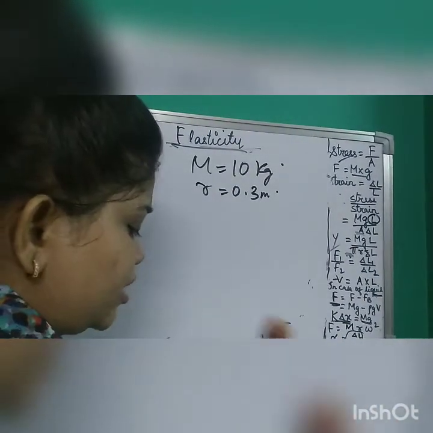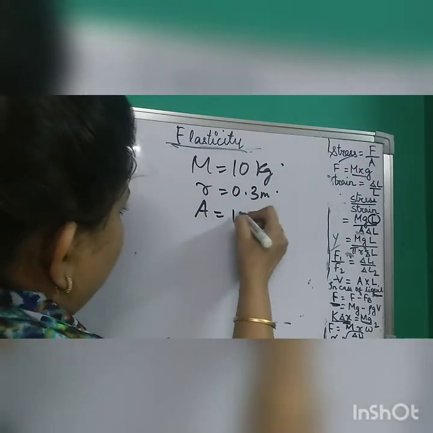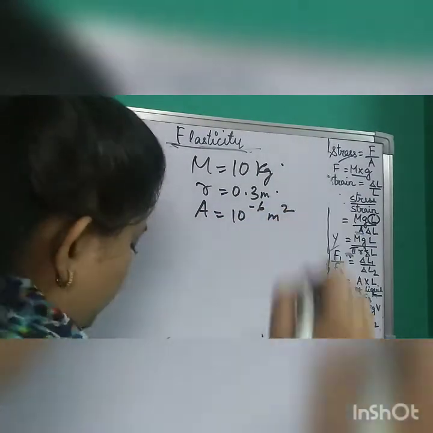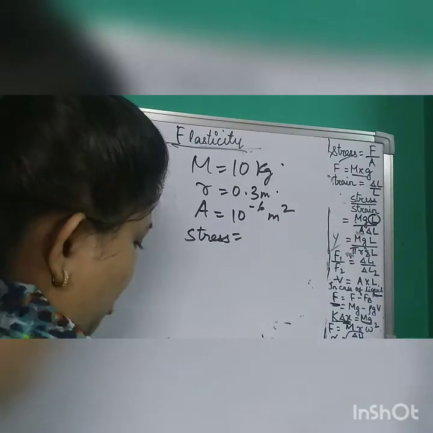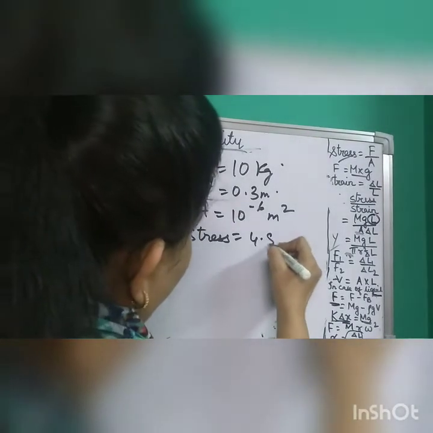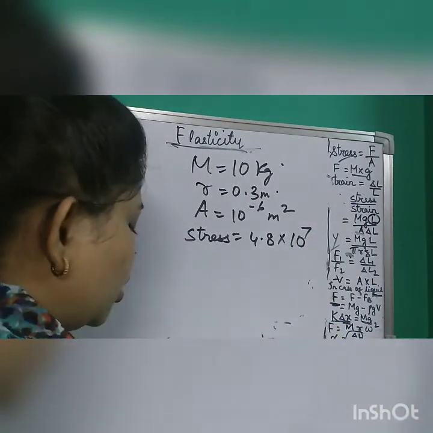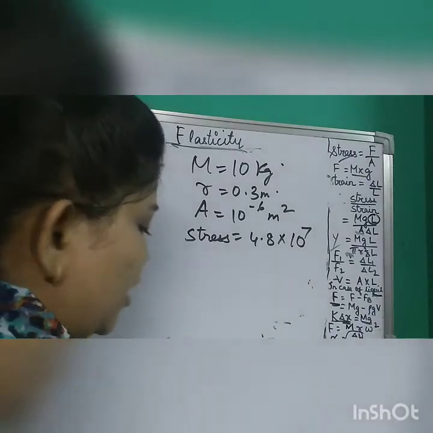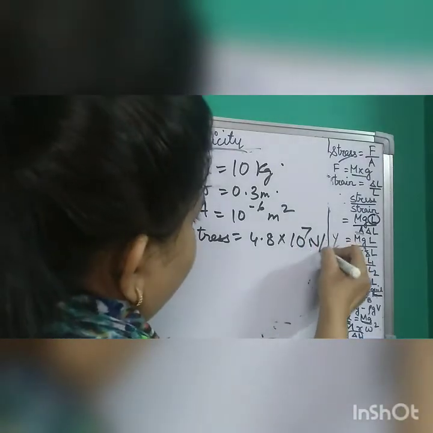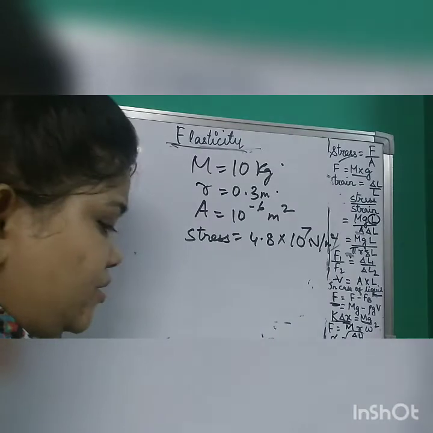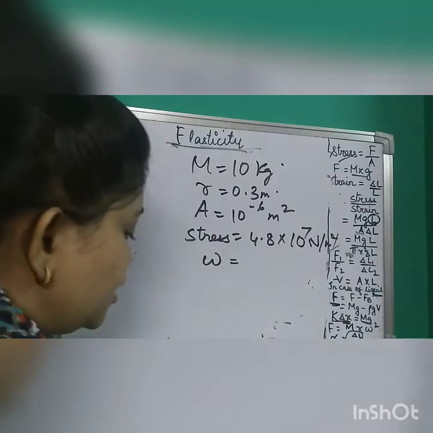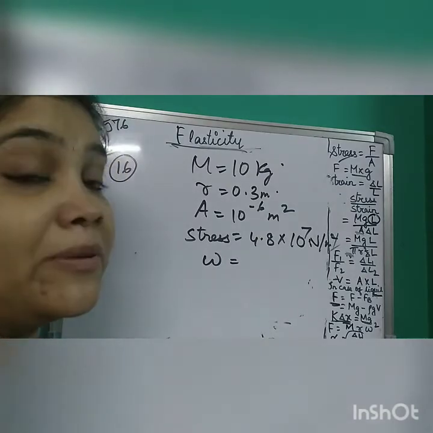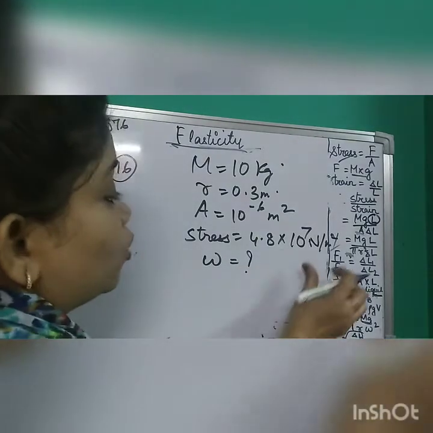The area of cross section of the wire is 10 to the power minus 6 meter square, and the breaking stress is given as 4.8 into 10 to the power 7 Newton per meter square. By how much maximum angular speed can the body be rotated? Means you have to find out omega.